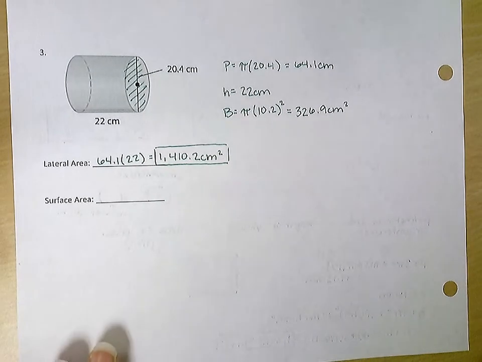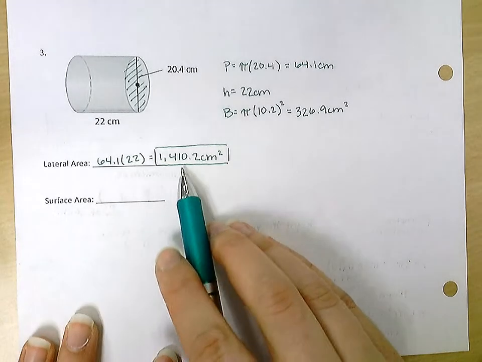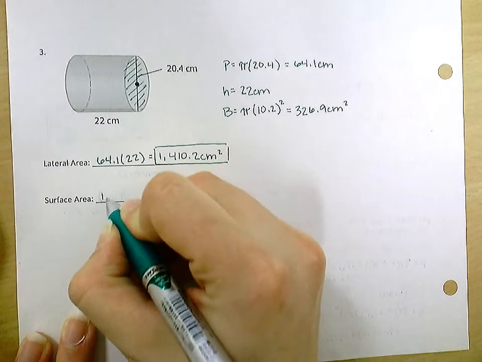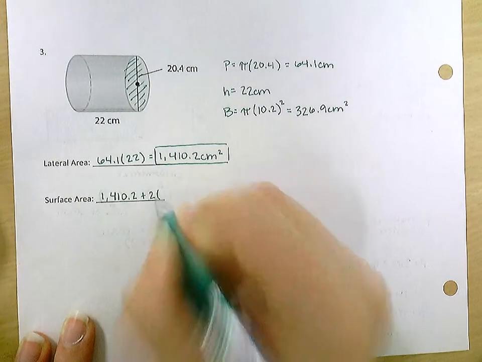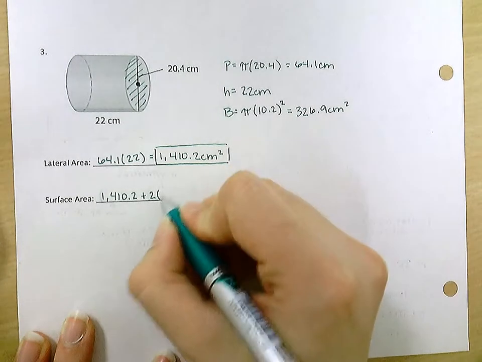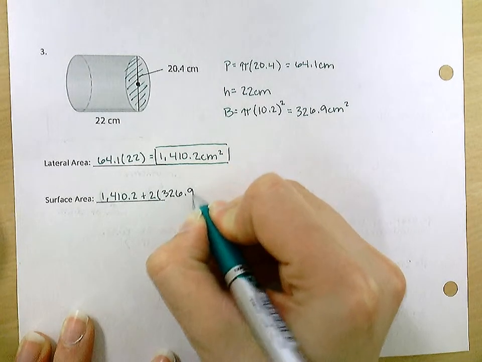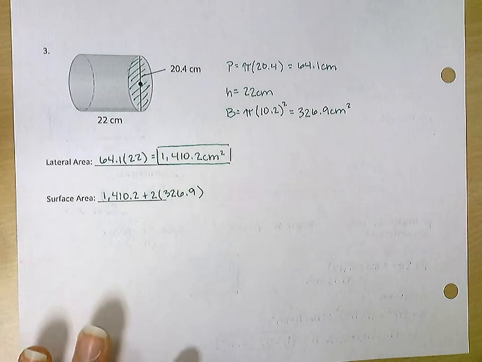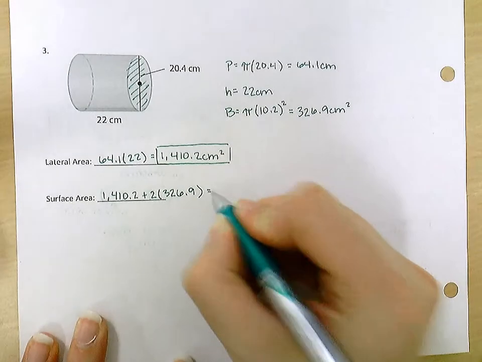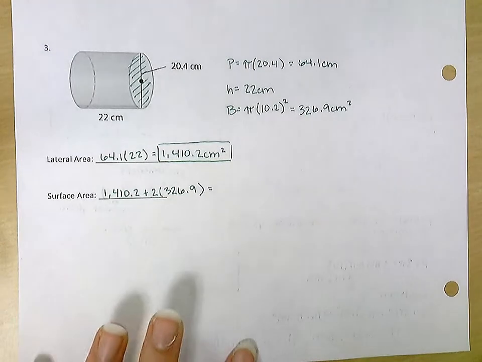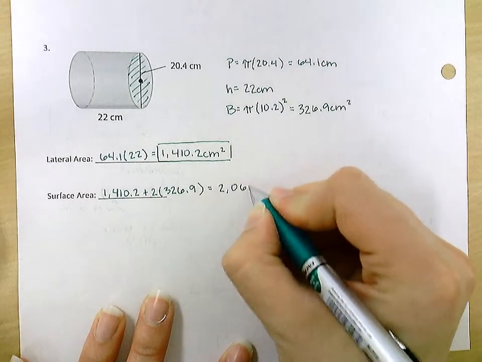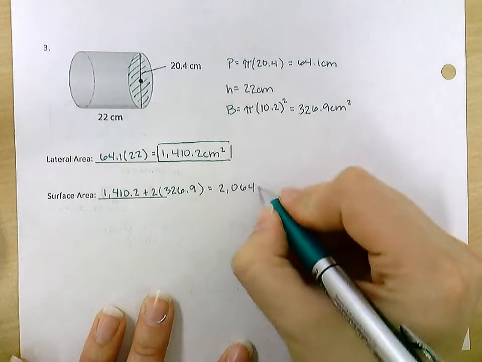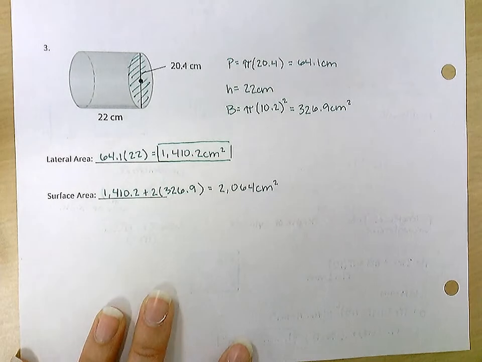Okay, then finding the surface area, that is P times H plus 2B. I just found P times H. That is 1,410.2. Then add on 2 times our area of the base, which is 326.9, to get a total surface area of 2,064. And that is in centimeters squared.